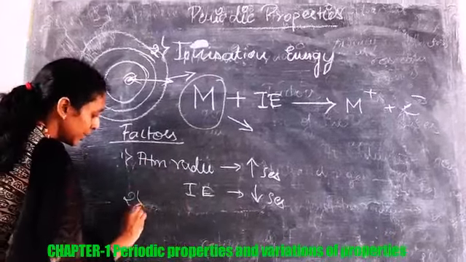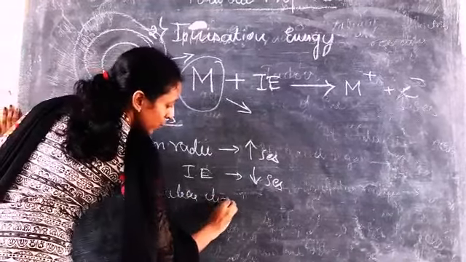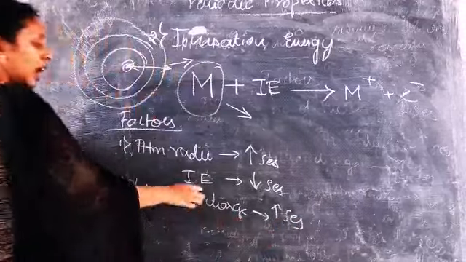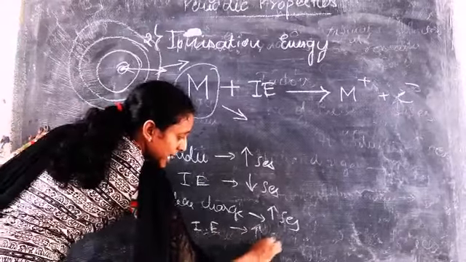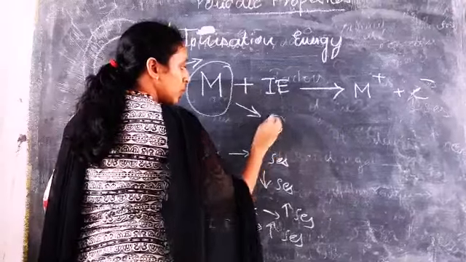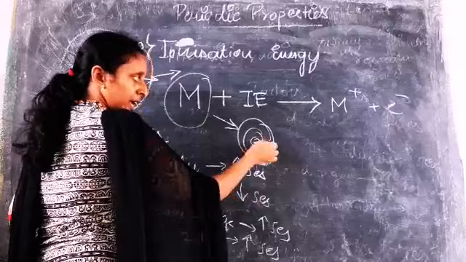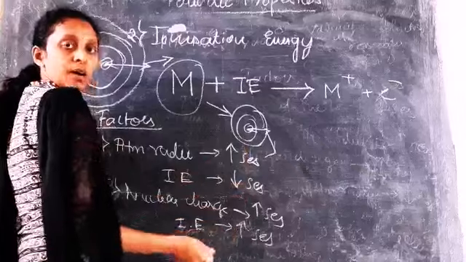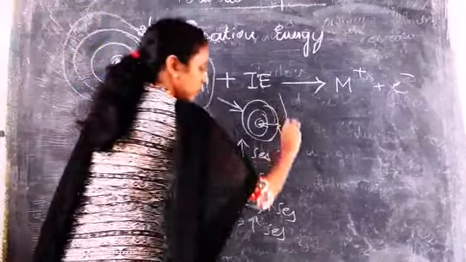The next one is nuclear charge. As the nuclear charge increases, the ionization energy increases. If there is a high nuclear charge, it means that the forces of attraction are very high. So the energy required to remove an electron is more, so the ionization energy required is more. So these are the factors.